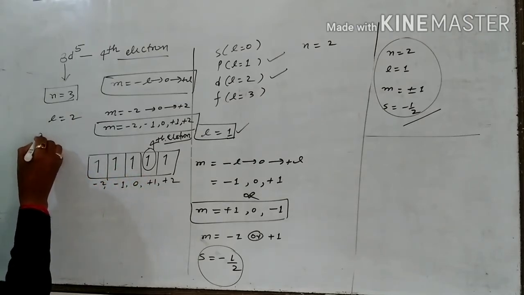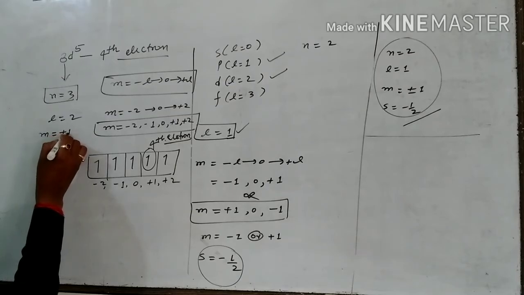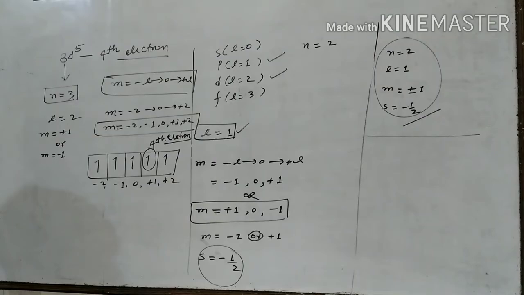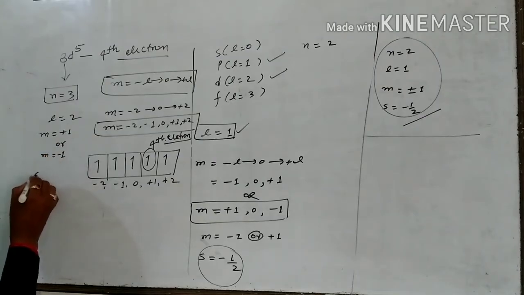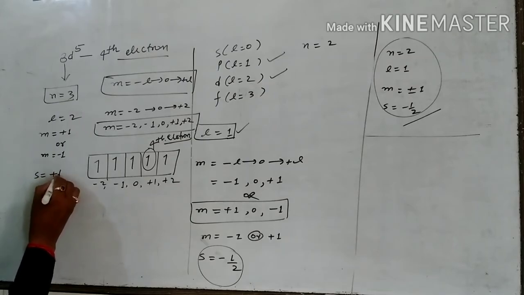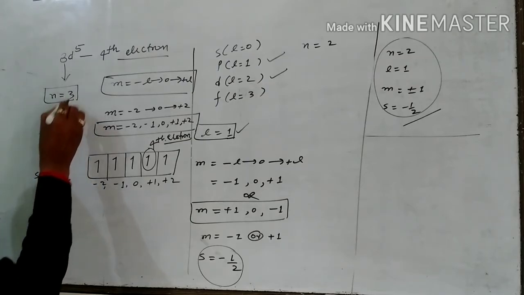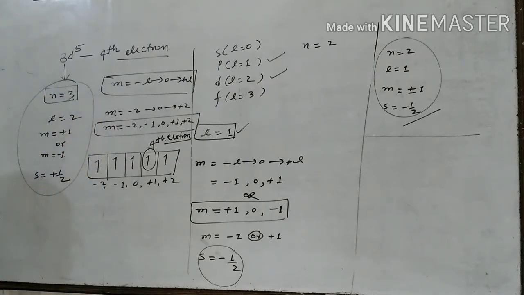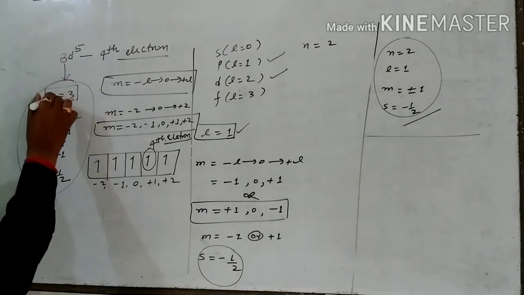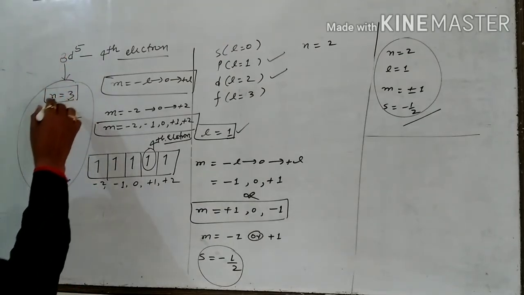It means m is equal to plus 1 or m is equal to minus 1. And after that for this s will be plus half, because of upward spin. So this is the complete set of all the quantum numbers. Once again, say here, the number which is given here, this one is the principal quantum number, so I have mentioned here n is equal to 3.